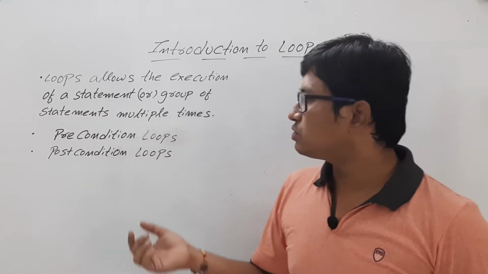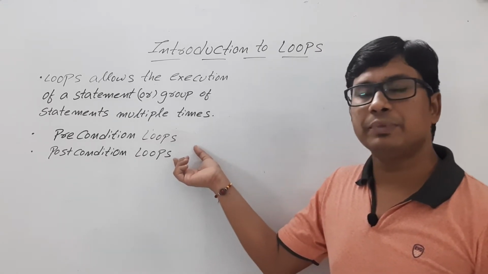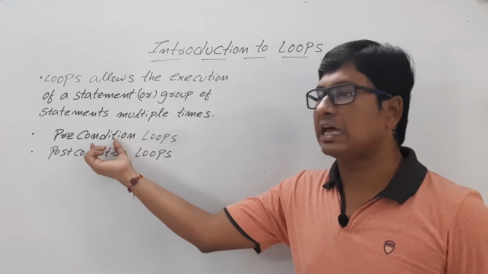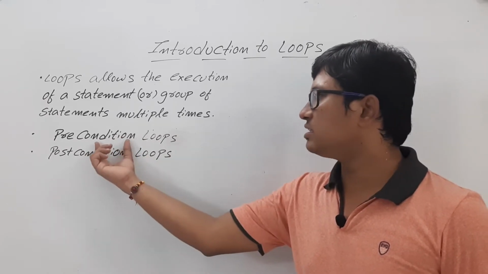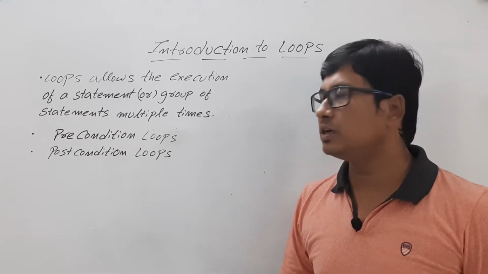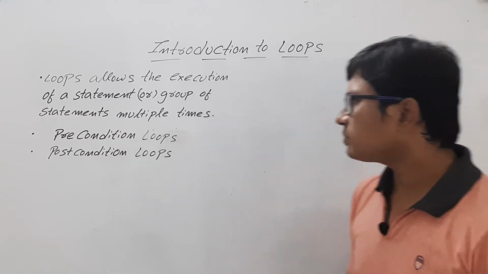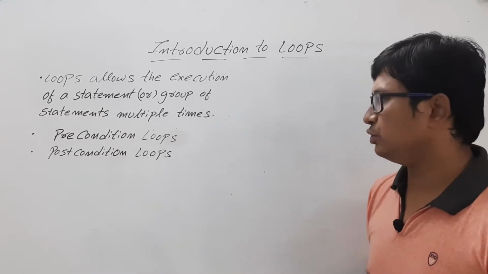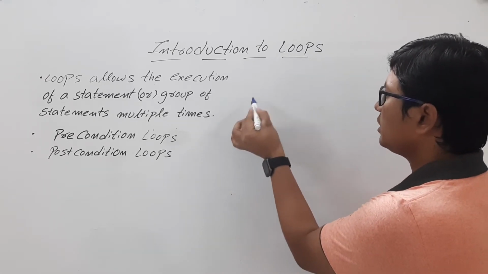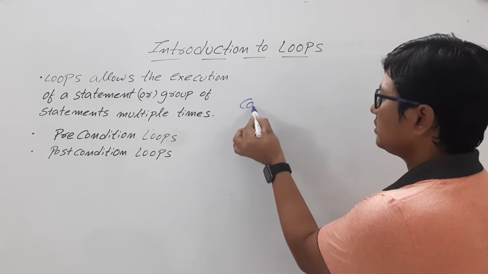Is it clear? So based on the condition, when you are checking the condition, the loops are classified into two types. One is the precondition loops and another one is the post condition loops. Now look at this one. What is meant by precondition loop is that before entering the statement, suppose you have a condition.